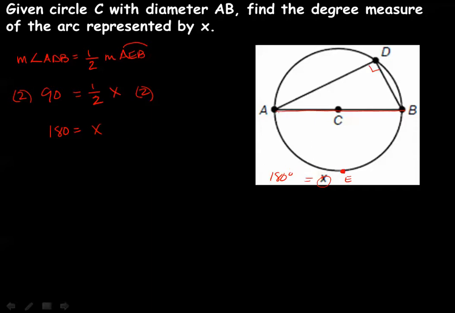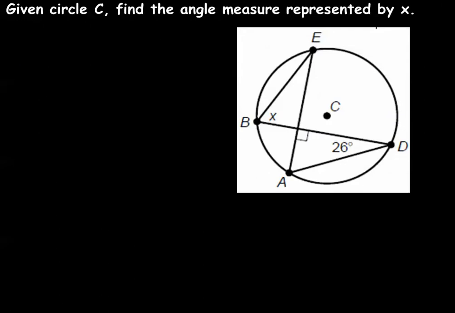Alrighty. It says, given circle C, find the angle measure represented by x. So here's my circle C. I know that this angle over here is 26 degrees. I know this angle right here is going to be 90 degrees. And let's look. Angle EEB. Let's do this.